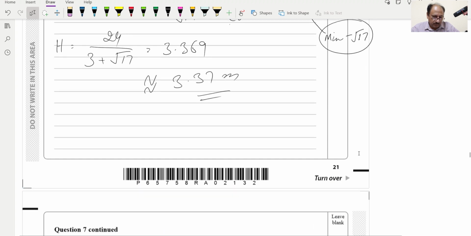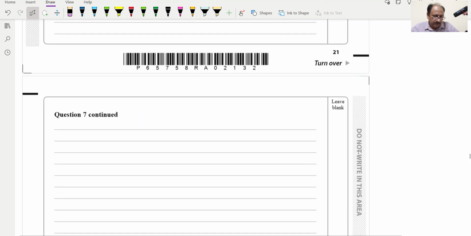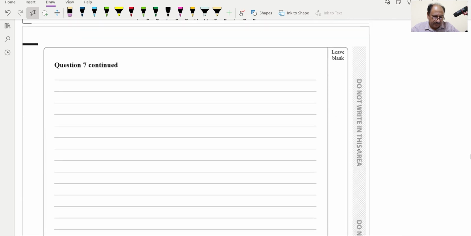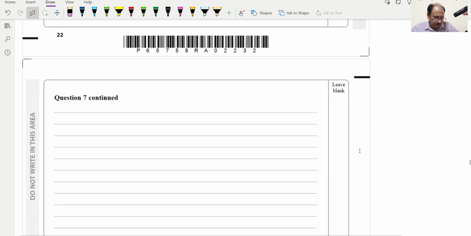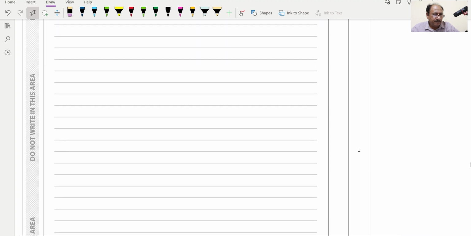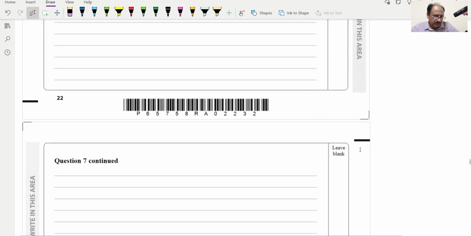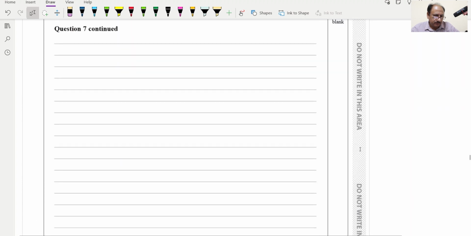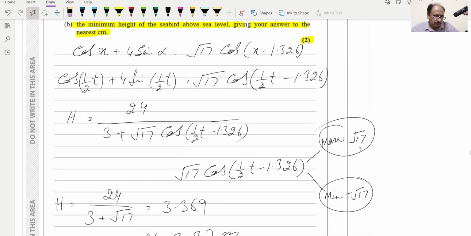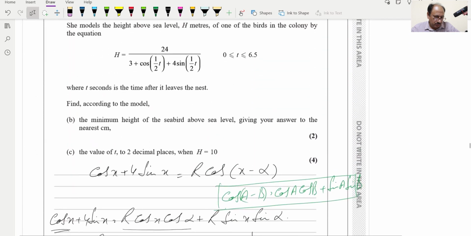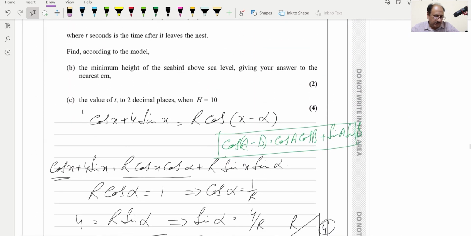Now we can move on. This is our B part, which we are done with. Now we can move to the C part. C part is over here. So C part is simple.